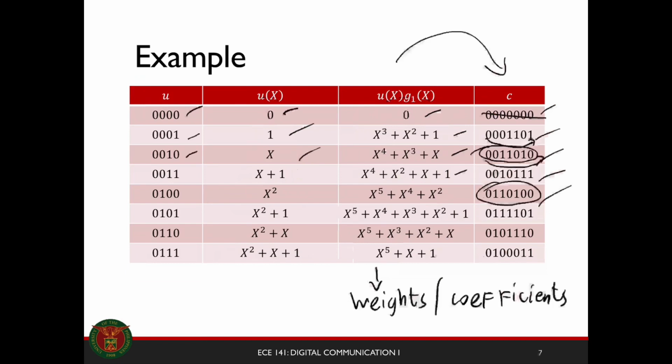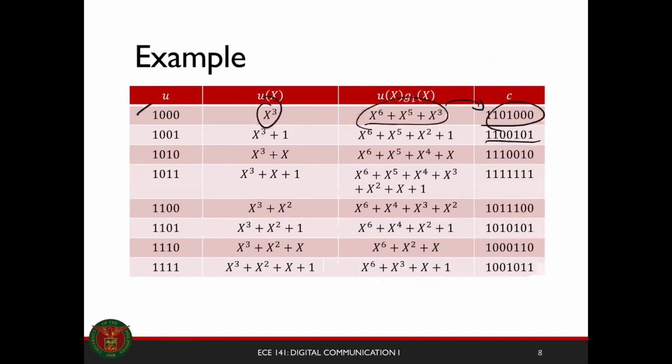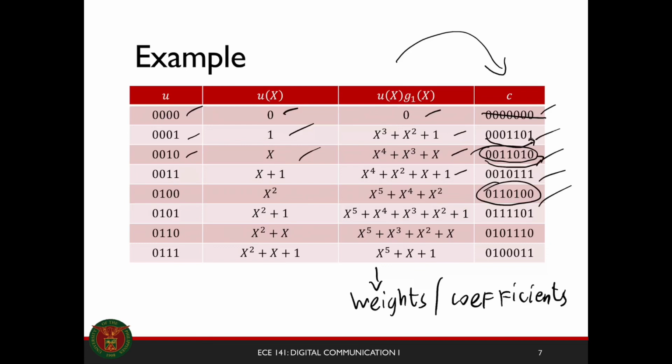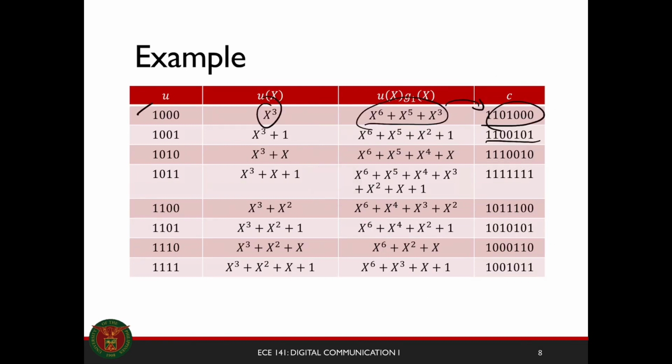Rather, it's this code word. And you do that for the other code words, you will see that all the valid code words will have the cyclic shift property that I mentioned earlier.